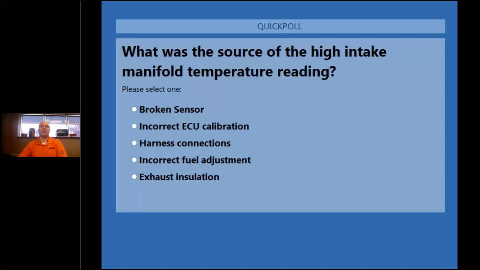What do you guys think was the source for the shutdown on the engine? Was it something related to a sensor? Somebody knocked something over or disconnected it? Do you think there was something wrong with the ECU? Maybe somebody put in something wrong. Was it related to the harness? Something just got tripped over or disconnected? Did they mess with the fuel system setup and that's what led to an incorrect fuel setting? Or was it related to the insulation around the exhaust? Give everybody another second or two to take a look at this.